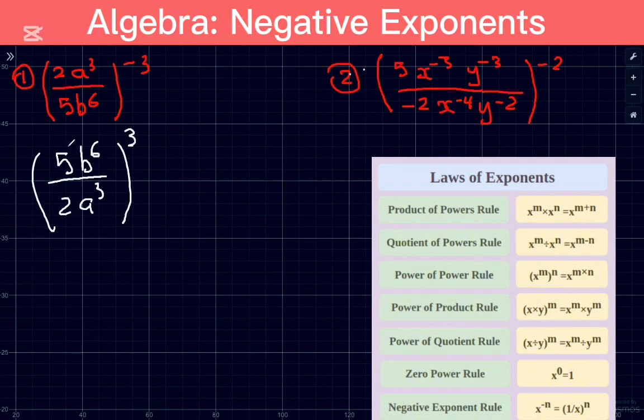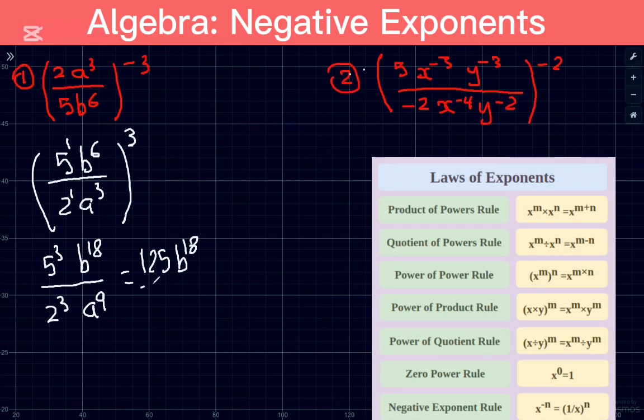When you're doing that, remember this 5 has a 1 as an exponent, and this 2 has a 1 as an exponent. So an exponent outside of the brackets gets multiplied into the exponents inside the brackets. So this ends up being 5 cubed b to the 18 over 2 cubed a to the 9, which in turn gives you 125 b to the 18 over 8 a to the 9, and that's your final answer right there.